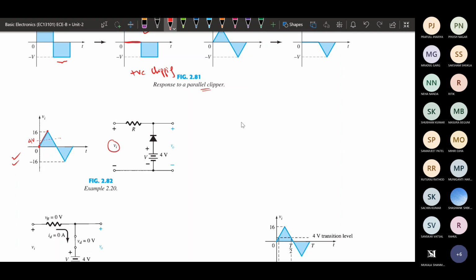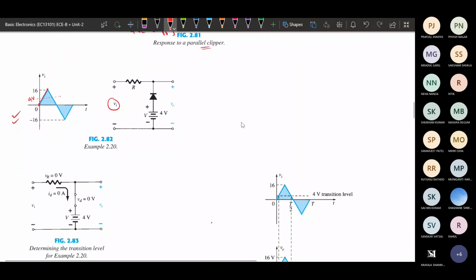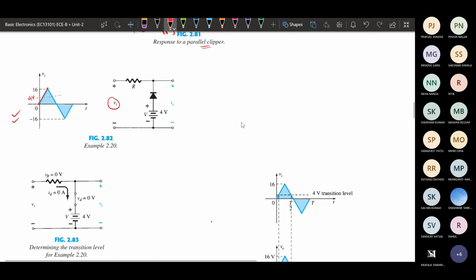So what would be the level of this transition voltage? To calculate the transition voltage, we use this circuit. To find out what will be the transition voltage at which the circuit goes on and off, we have to first see that there is zero current flowing. Initially when it is off, there will be zero current, but at that time we will be shorting this diode. If zero current is flowing, the voltage drop across the resistor will be zero, and the voltage drop across the diode is also considered zero.